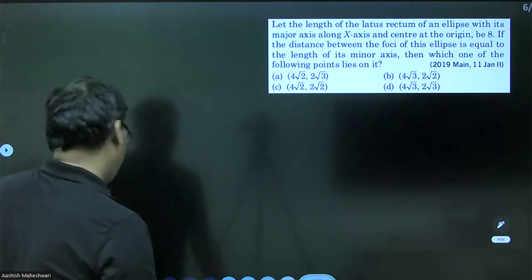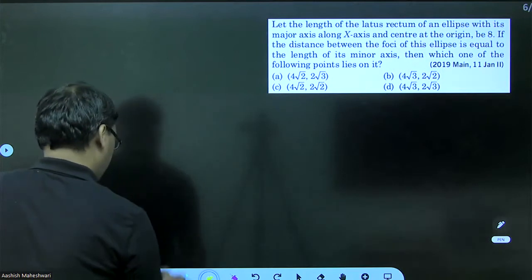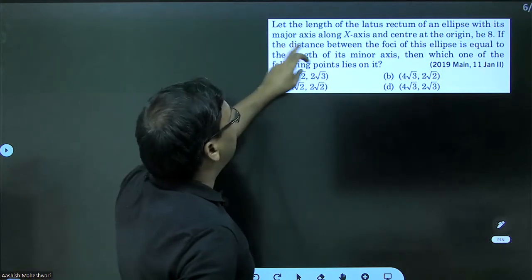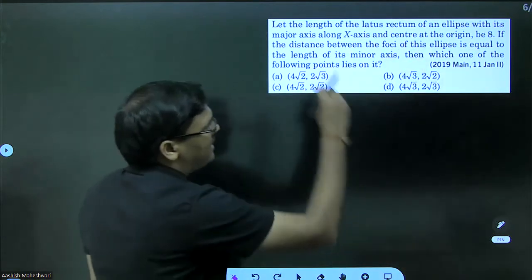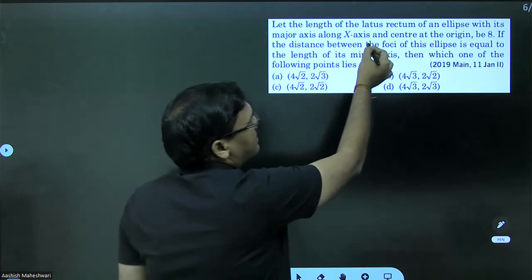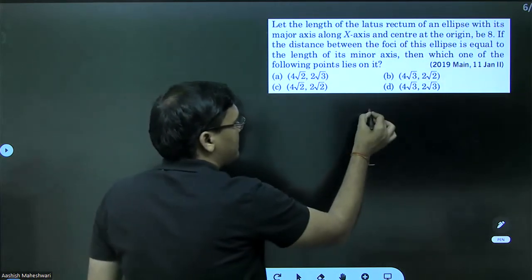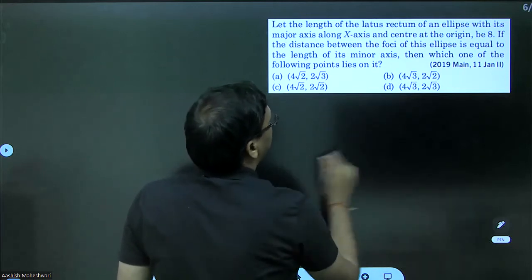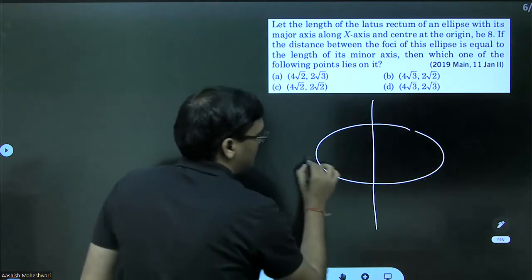Let the length of latus rectum of an ellipse with its major axis along x-axis and center at origin be 8. So again, let me draw the diagram here. They have clearly mentioned that the major axis is along the x-axis, right? Center is at origin. That means this is the standard horizontal ellipse.